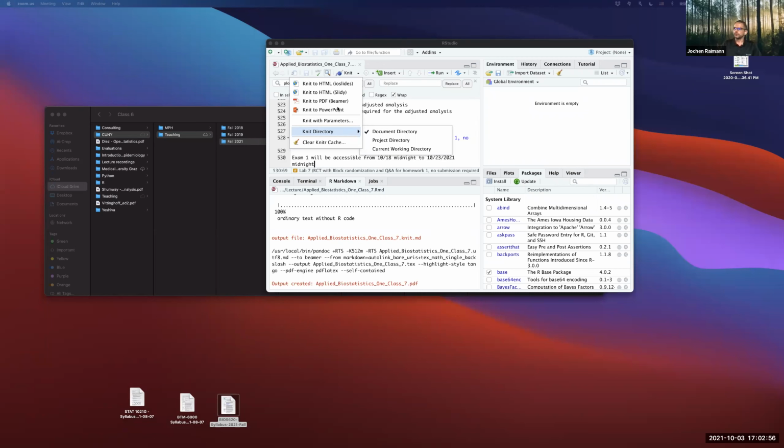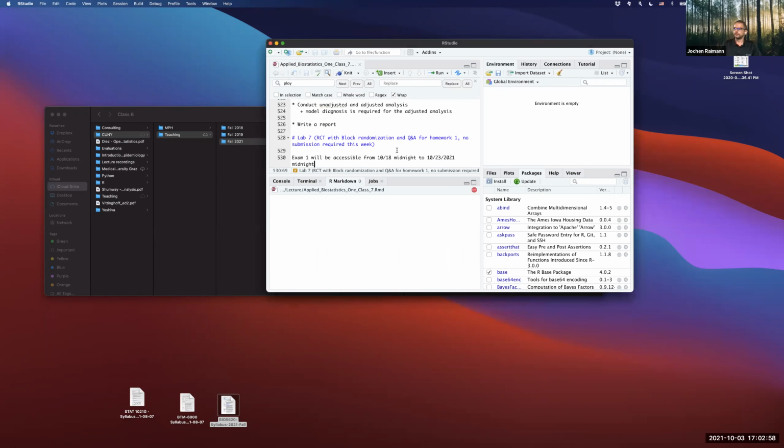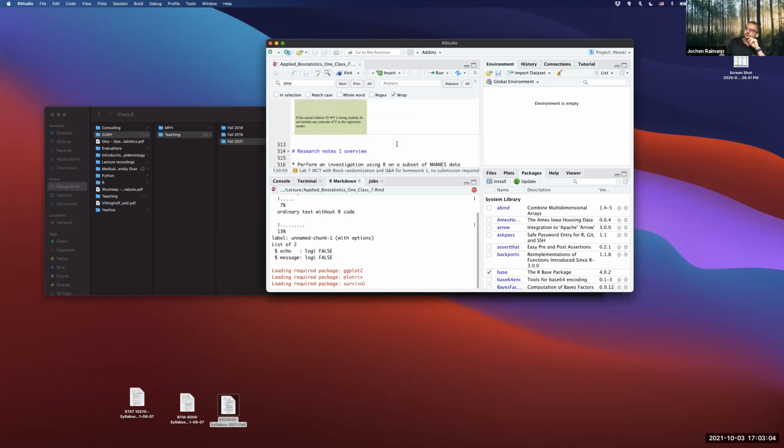Okay, so we have the RMD file that is to be downloaded. I am knitting the file right now.